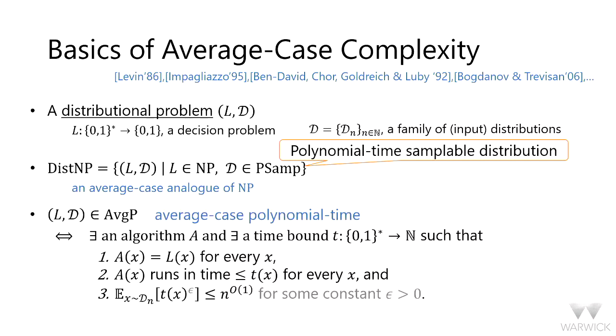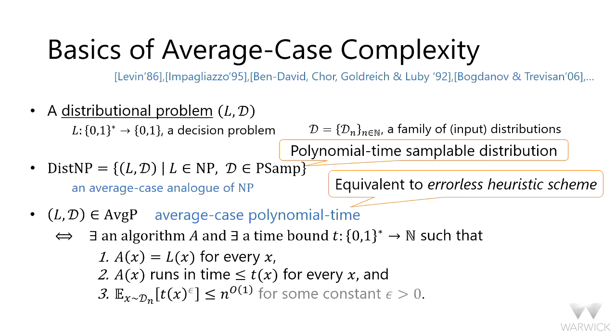Then we can introduce an important notion of average case polynomial time, denoted by AvgP. There are two equivalent ways of defining average case polynomial time. One is by a heuristic scheme, and the other is average case polynomial time. They are equivalent, but in this talk I will use average case polynomial time because it's simpler.